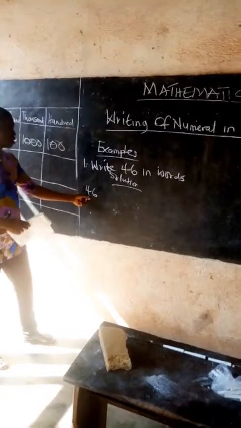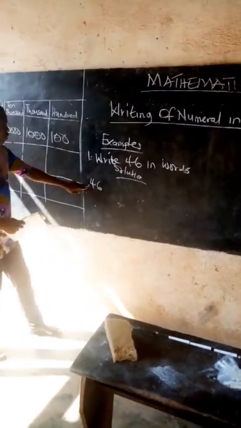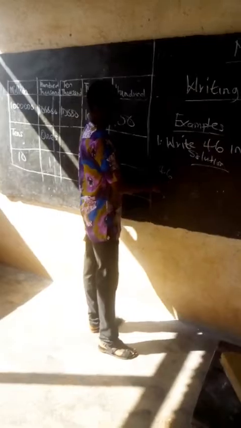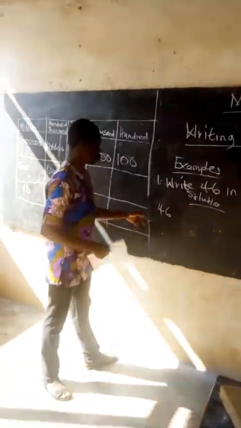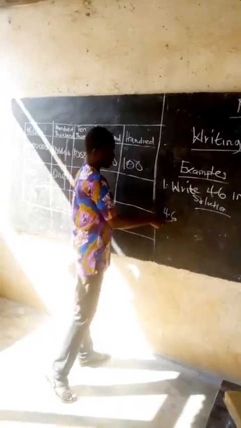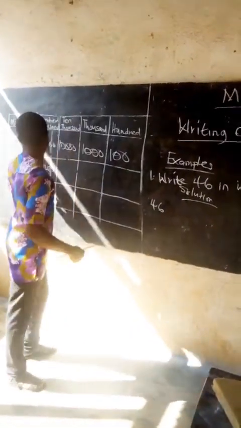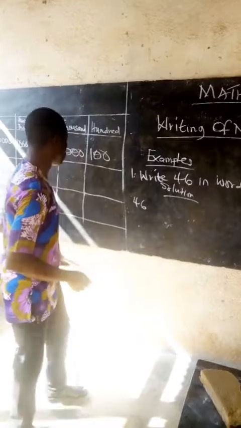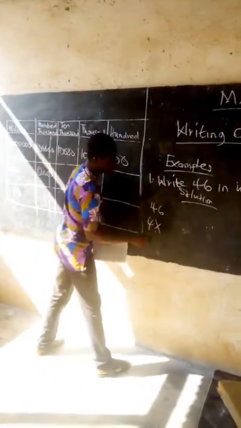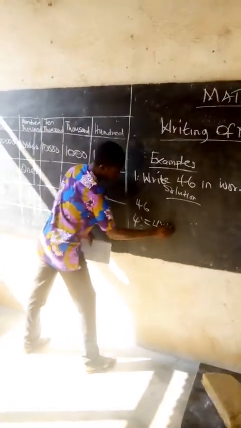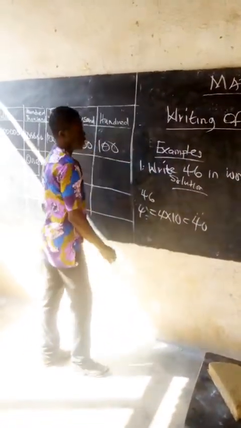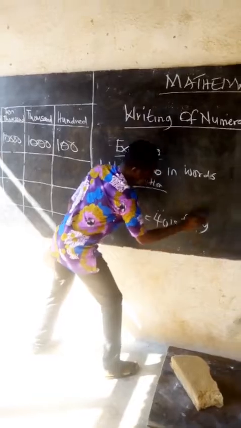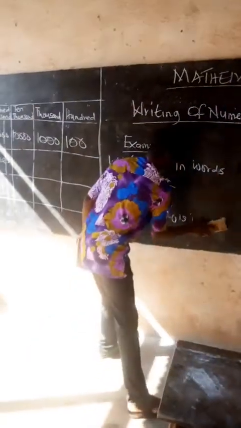So 46 is 40 and 6. You see two digits, 4 and 6. 4 is in tens, so 4 is equal to 4 times 10, which is 40, and it's written in words like this: forty.